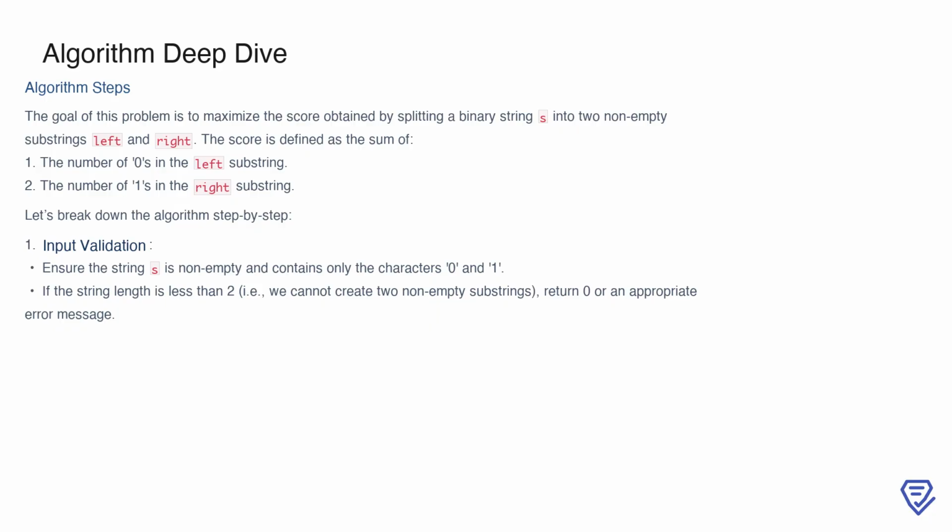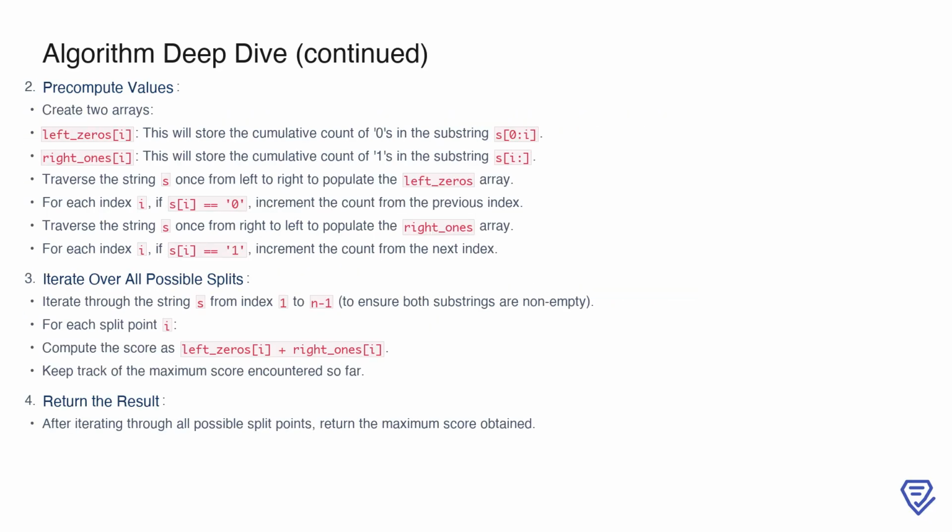To begin, we need to validate the input. First, ensure that the string S is non-empty and contains only 0 and 1 characters. If the string length is less than 2, we cannot create 2 non-empty substrings, so we would return 0 or handle the input appropriately. This step ensures our algorithm has valid data to work with before proceeding further. Next, we pre-compute values to make score calculations efficient. Specifically, we use 2 arrays, left_zeros and right_ones.